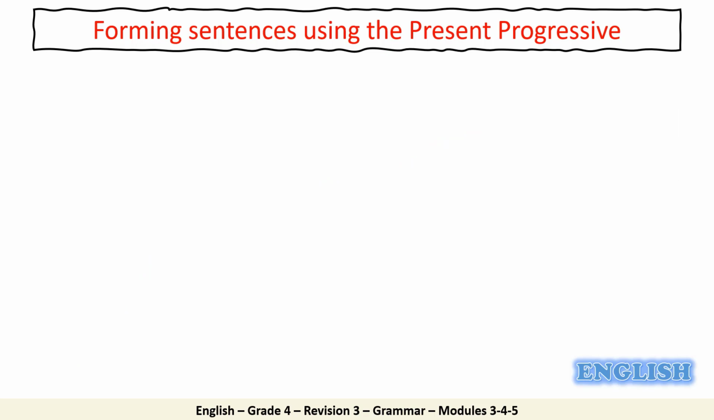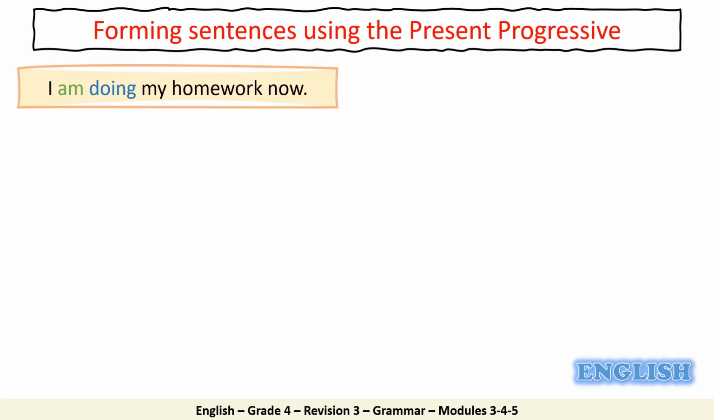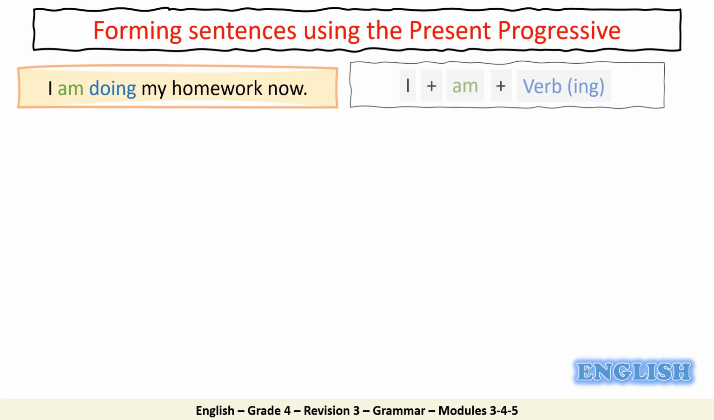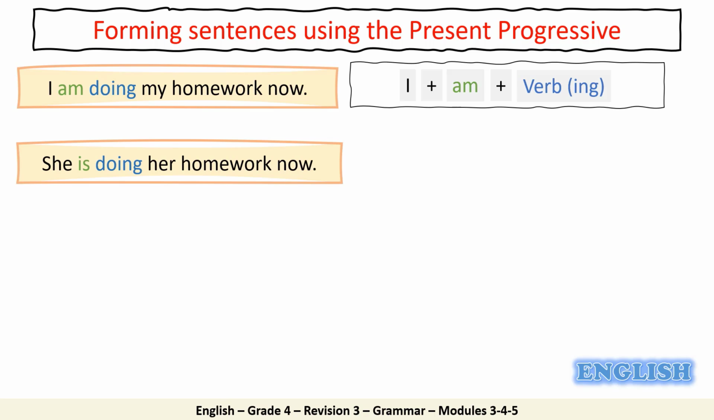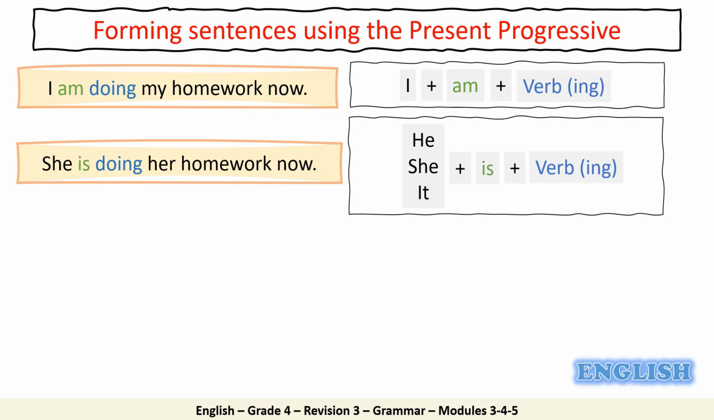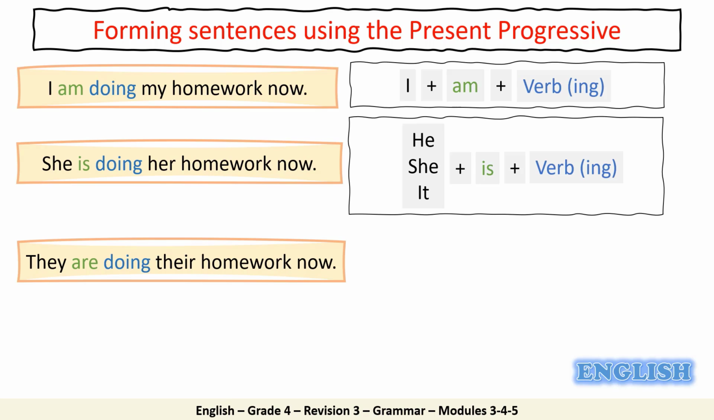Forming sentences using the present progressive. Read the sentence with me. I am doing my homework now. We form it by I am plus the verb with the ing. Next, she is doing her homework now. We can replace the she with he or it, or we can use a name of one person, plus is, plus the verb in the ing.